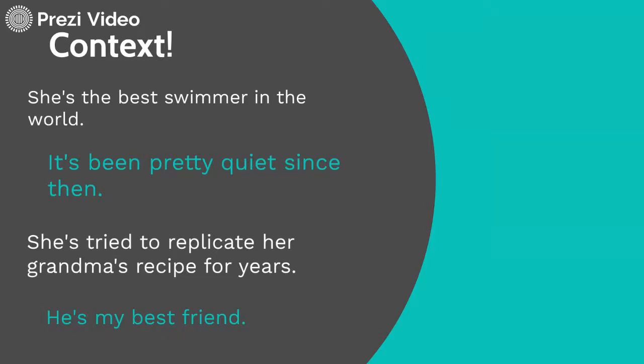She's the best swimmer in the world. It doesn't make sense to say she has the best swimmer in the world, so chances are that's she is. She is the best swimmer in the world. How about it's been pretty quiet since then? Well, we already talked about be in the past participles been, so chances are that it has been pretty quiet since then. Sure enough, that's the present perfect.